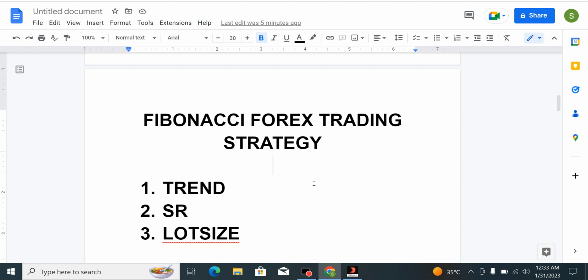Just using Fibonacci alone might be a little stressful. But when you have all this together, and of course you follow all the instructions, you will be able to have more confidence in the market and you will be able to trade successfully. And I will be going straight into it right away.